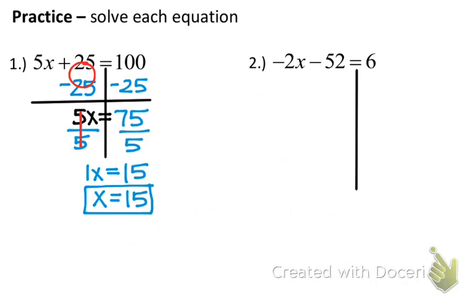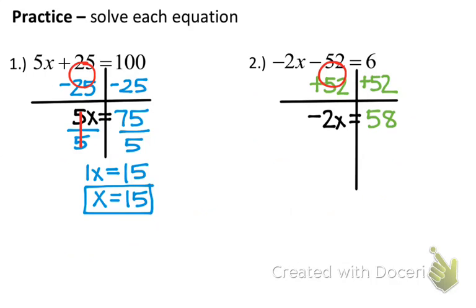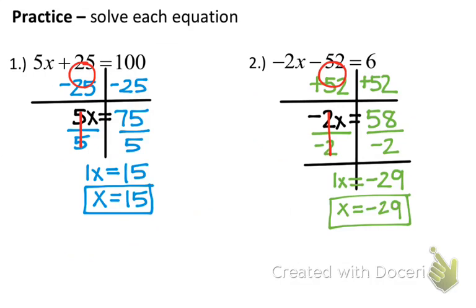First, I'm going to draw my line from the equal sign, and then I'm going to start by adding 52 to both sides because 52 is my constant. Negative 52 plus 52 zeroes out, so I'm left with negative 2x, which is equal to 6 plus 52, which is 58. Now I need to cancel out my coefficient, so I'm going to divide by negative 2 on both sides. Negative 2 divided by negative 2 is 1, so I'm left with 1x, which is equal to negative 29. Remember that when you have a positive divided by a negative, that your answer will be negative. So my answer to number 2 is x is equal to negative 29.